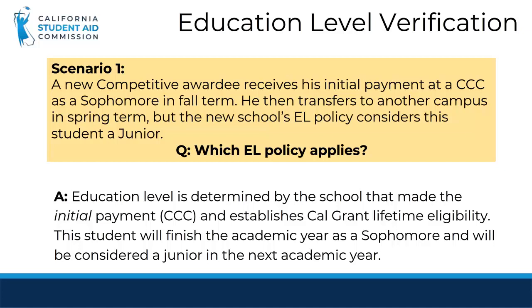The answer is that the EL is determined by the school that made the initial payment. In this case, that would be the community college, and that is the EL that establishes the Cal Grant lifetime eligibility. So this student will finish the academic year as a sophomore and will be considered a junior in the next academic year. If you believe that your student's EL was verified incorrectly by the other school, and it is impacting your student's remaining eligibility, contact that school. If you're not able to contact the school, please contact CSAC so that we can work directly with the other campus.